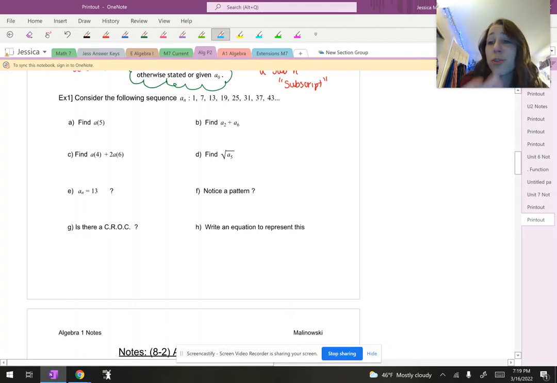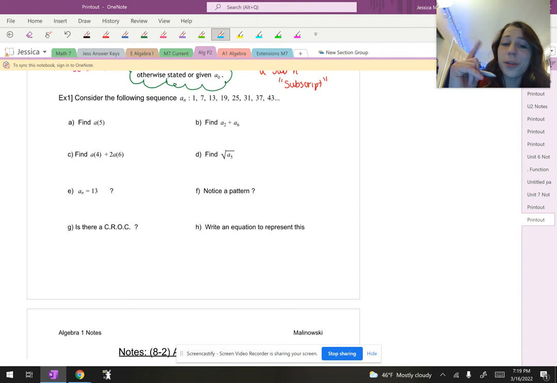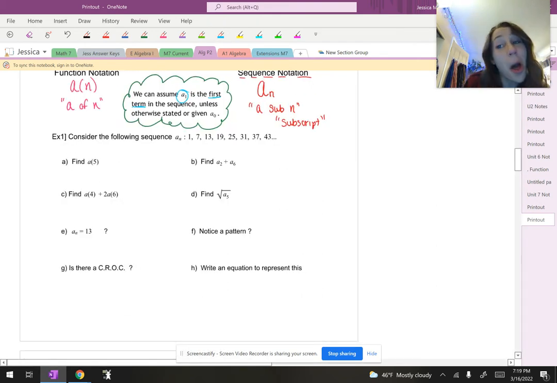Alrighty, this is 8-1 for algebra, example number 1. Lots of different parts here, so buckle up. You're in for a ride.